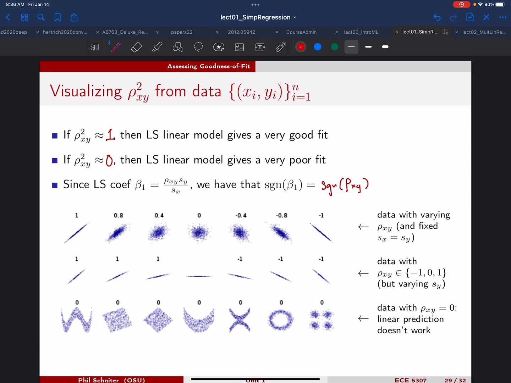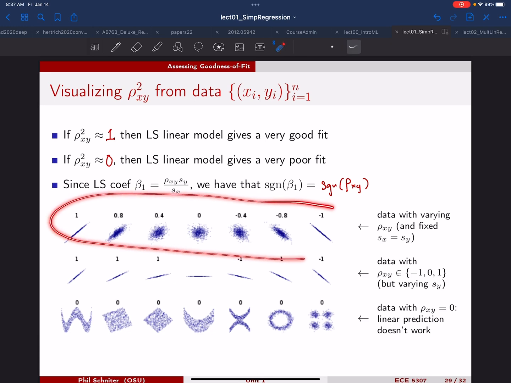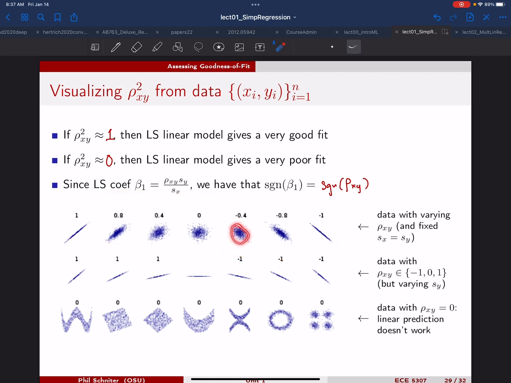So here are some pictures. This is the same one we saw before of data scatter plots with varying rho xy. So positive over here, negative over here. You can see it starts as a line on the edges. As you move towards the center, the line fattens. When you're at 0, you have a cloud that is more or less circular. There's no way that I can fit a line in any direction to get any kind of good fit. And in this case, my least squares predictor would say just ignore x altogether. Just use the mean of y.